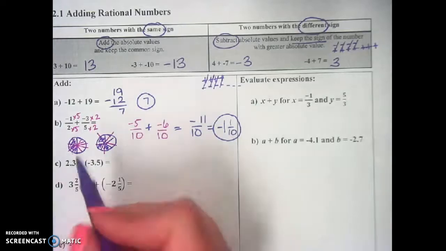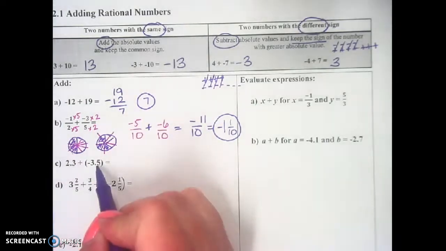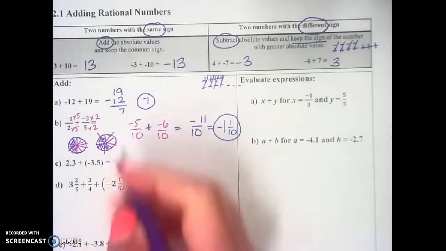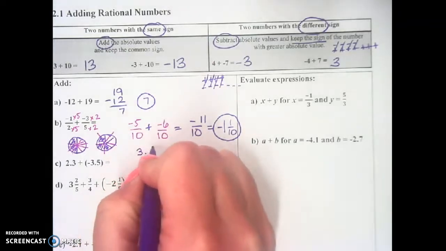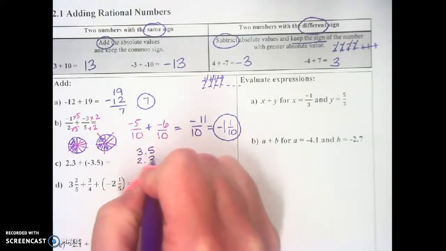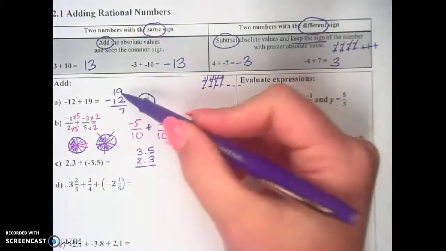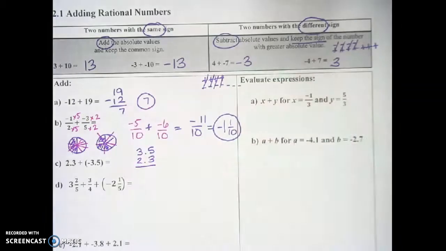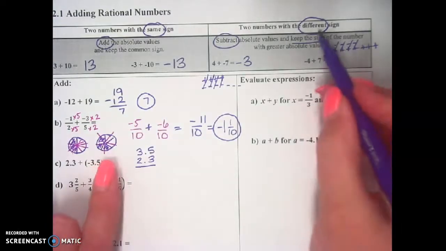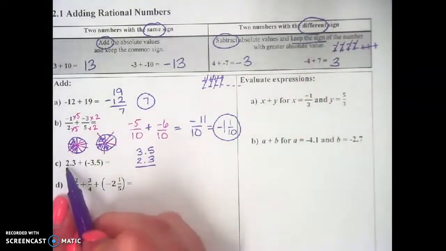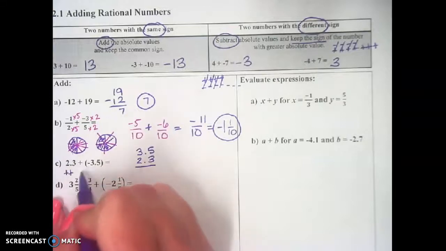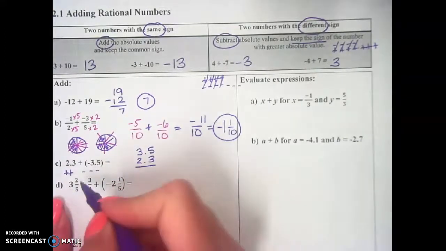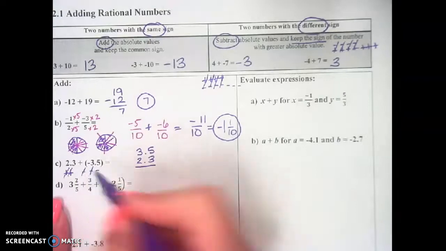Alrighty, next one. We have 2.3 plus negative 3.5. Every time I'm going to stack my big decimal on top, just like I did here. It does not matter which number came first. I always put my bigger number up on top. Then I ask myself, are they the same signs or different signs? Well, now we're back to different signs. This one was positive. This one was negative. So my positives and my negatives cancel each other out.